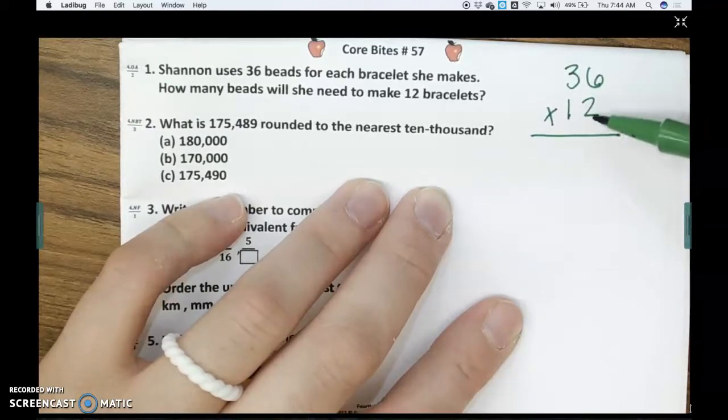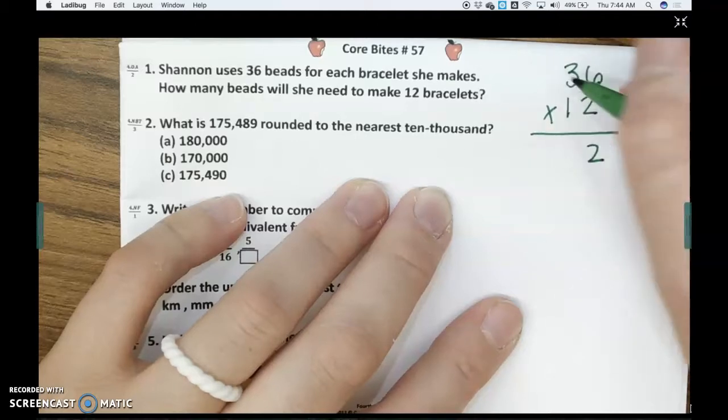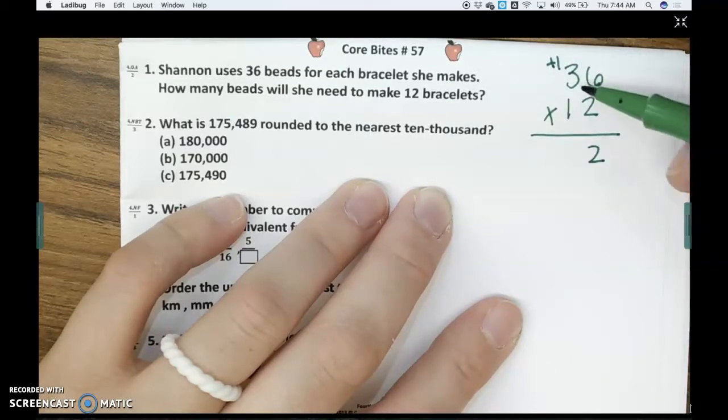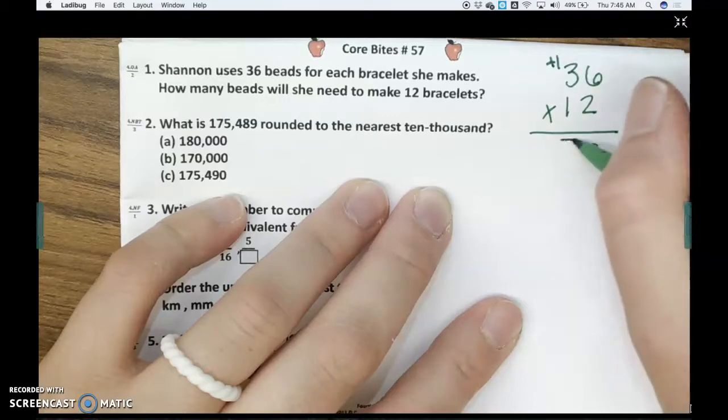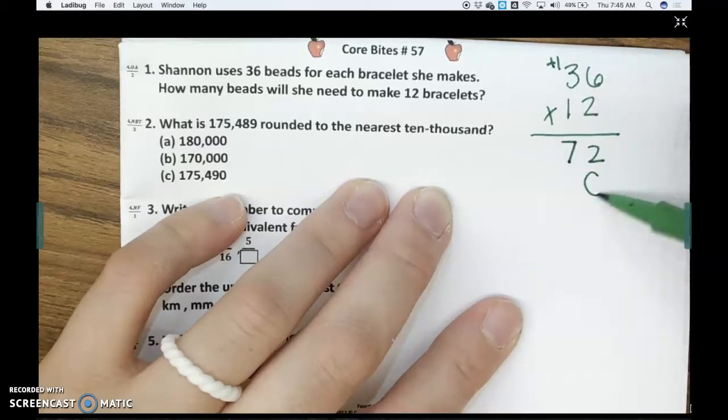So we're going to start over here. So 2 times 6 is 12. Regroup. 2 times 3 is 6 plus 1 is 7. Then remember, we're going to hold that place value.